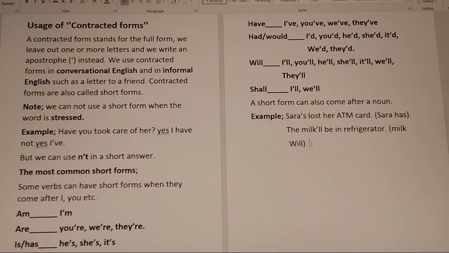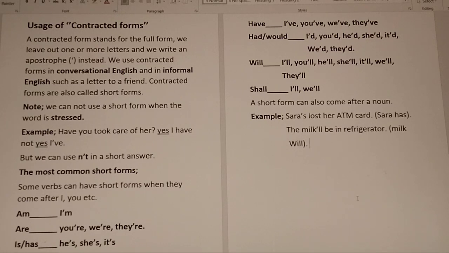Here, two things are mentioned: contracted forms are just used in conversational English as well as in informal English, such as what we speak with our friends. When we write a letter to our friend, then these contracted forms can be used. Note, we cannot use a short form when the word is stressed. It means there are many words which are stressed, and there we can't use contracted forms.